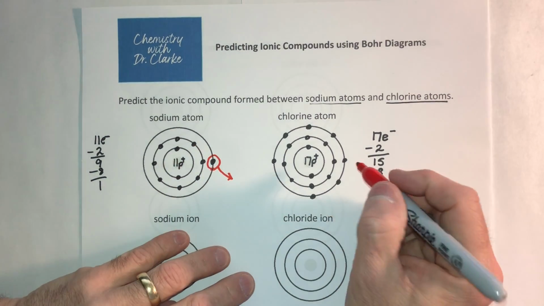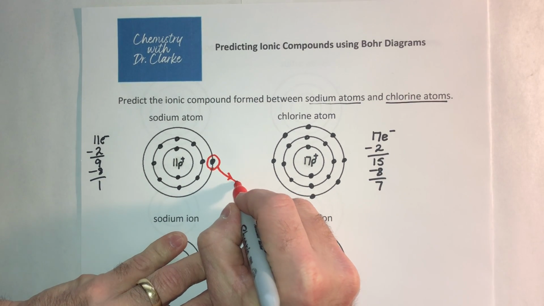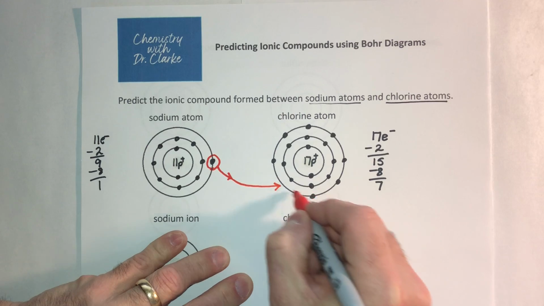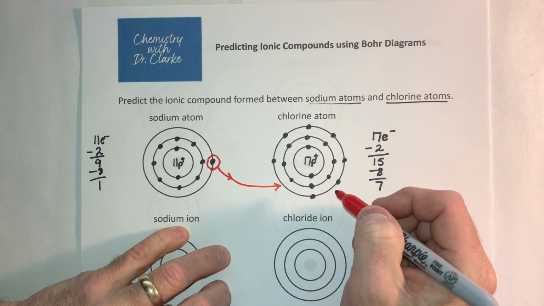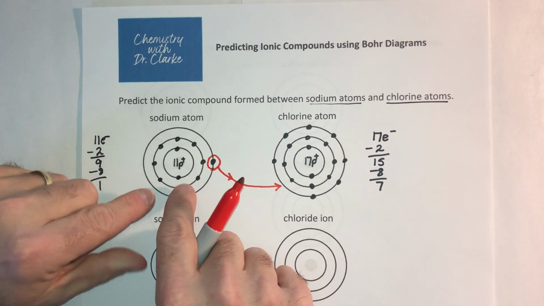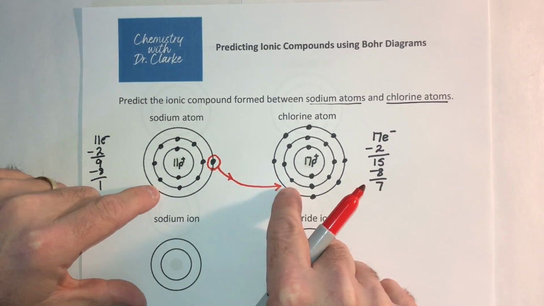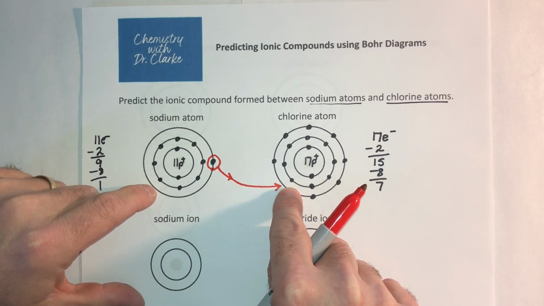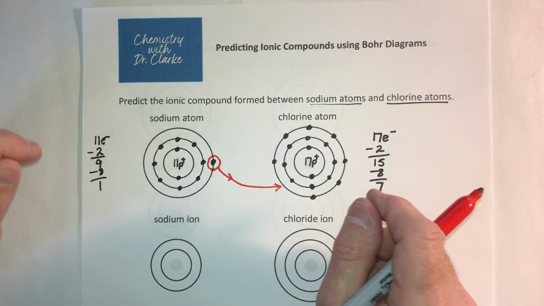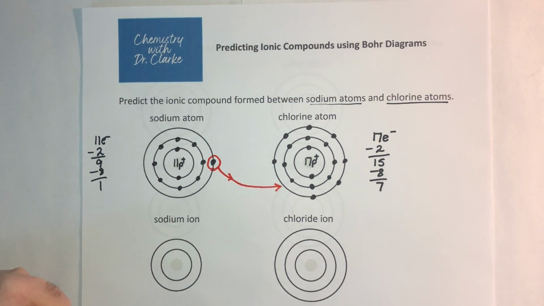Well, what is the chlorine missing? The chlorine's missing 1 electron. If it could gain 1 electron, its outermost ring would also be filled. Right? That's why I say this is a match made in heaven. Sodium really wants to give 1 electron away, and the chlorine really needs 1. So when they come close to each other, that's what they do. The electron will jump from the sodium to the chlorine.